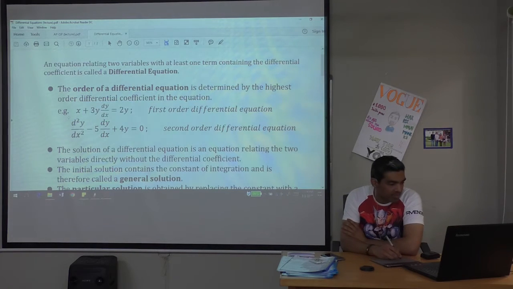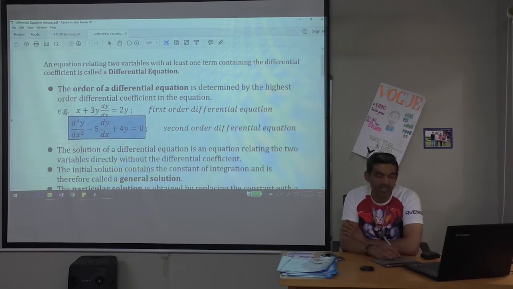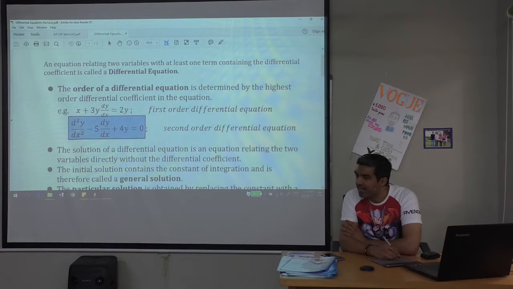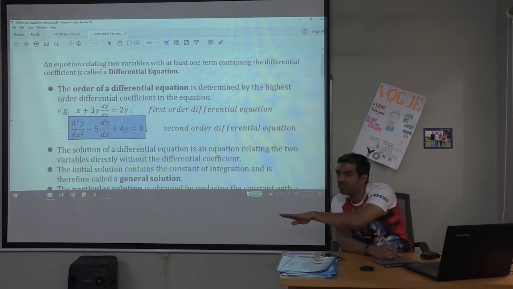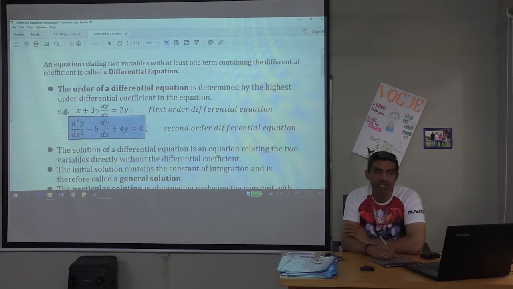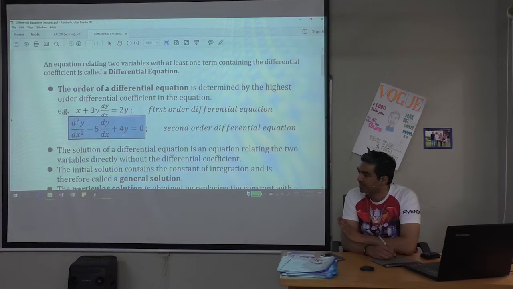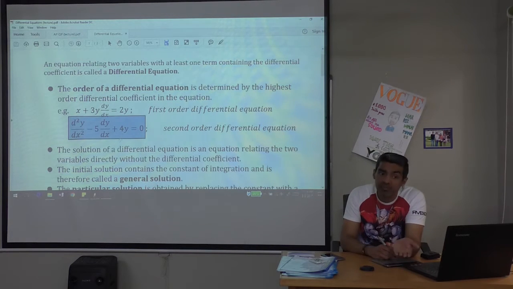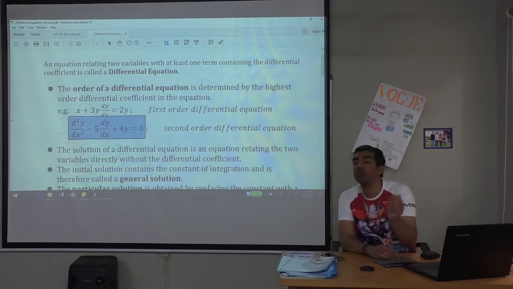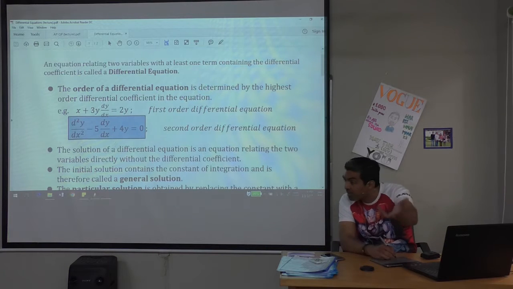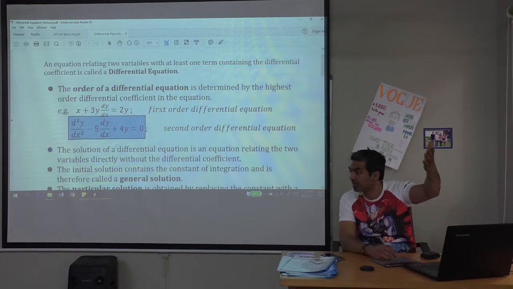Whereas if you look at this one, there is a first derivative and there is a second derivative. The highest one in the equation is the second derivative, which means the second order differential is the highest differential in the equation. Therefore, this equation is a second order differential equation. There can be a third order differential equation, which just means d cube y over dx cube. There could be a fourth order, there could be a fifth order differential equation.